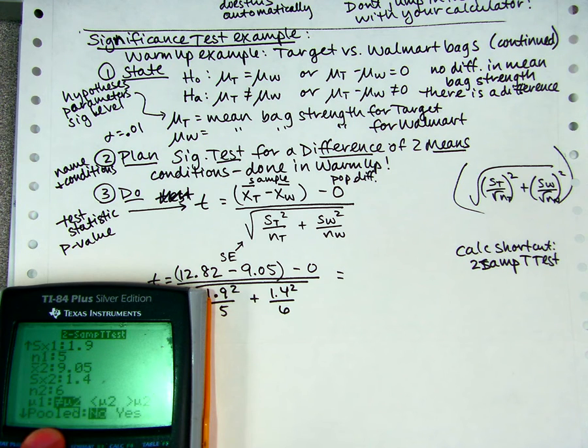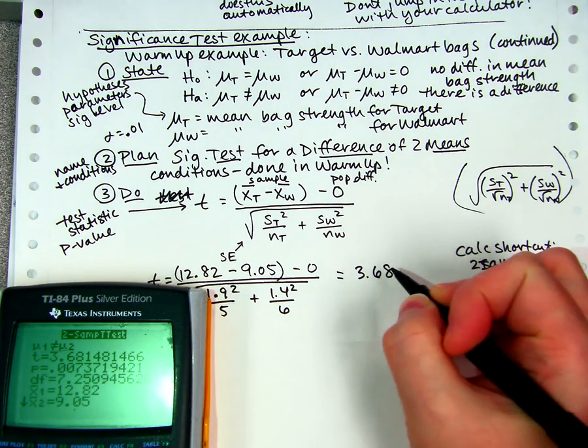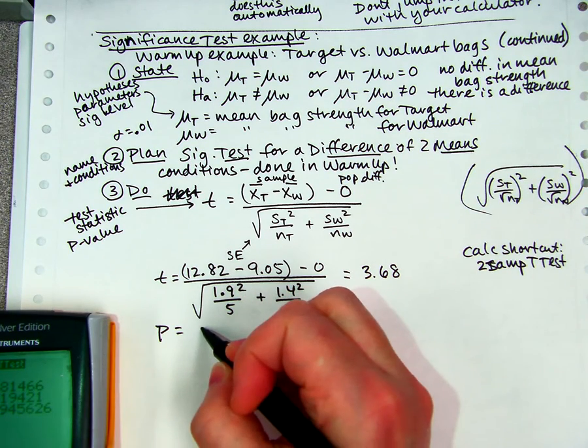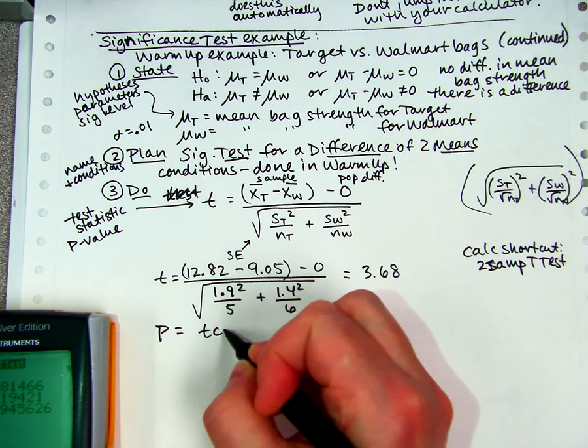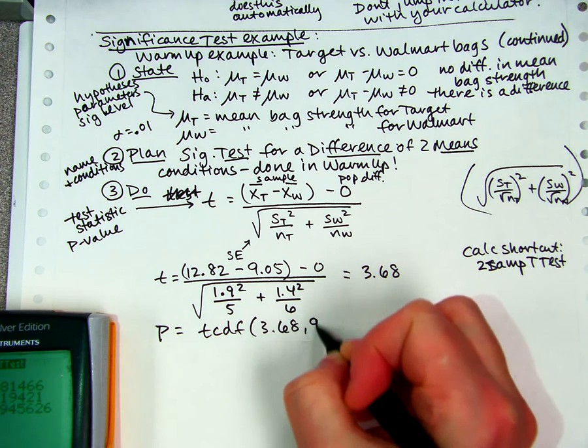Here's the choice of pooled or not. Always say no when the calculator asks you this, and calculate. And it will tell me a whole bunch of stuff. It tells me that my t is 3.68. And it tells me that my p-value, which I actually could get by doing TCDF, right? I could do TCDF of 3.68 and 999.